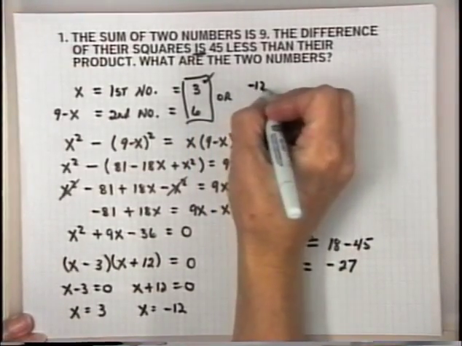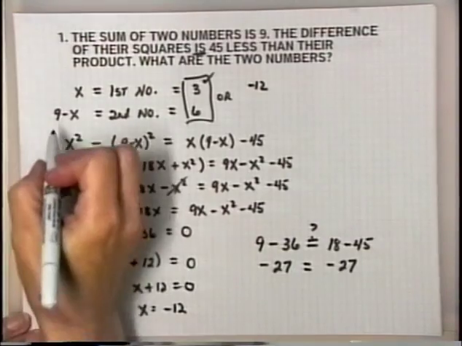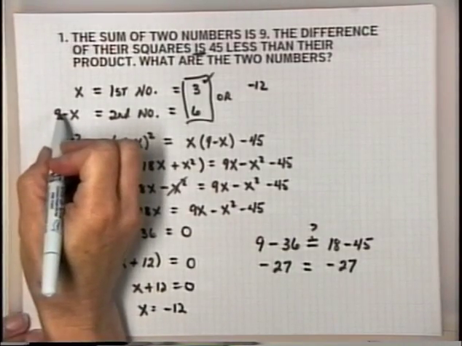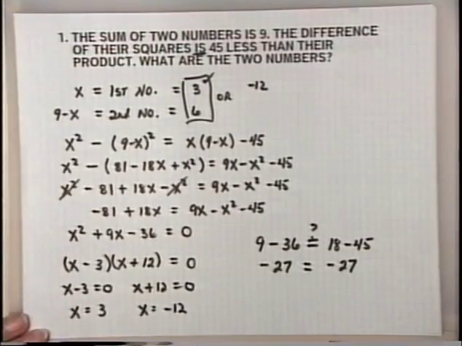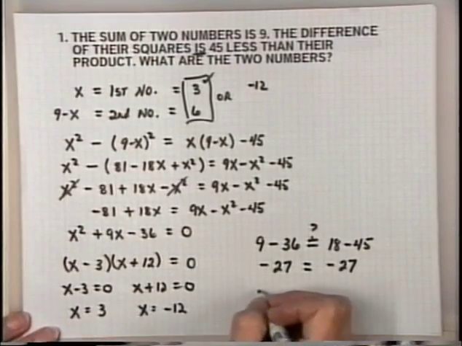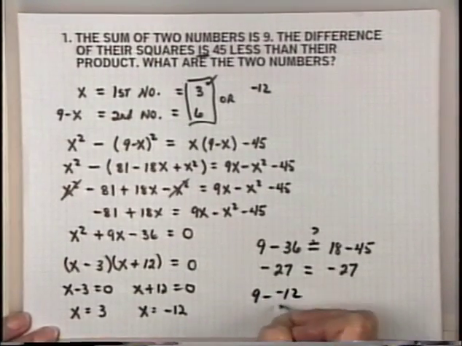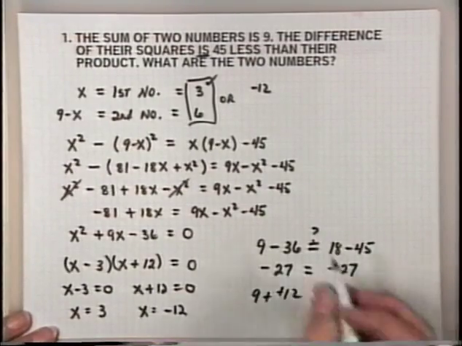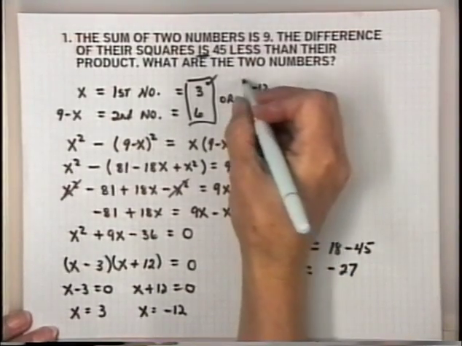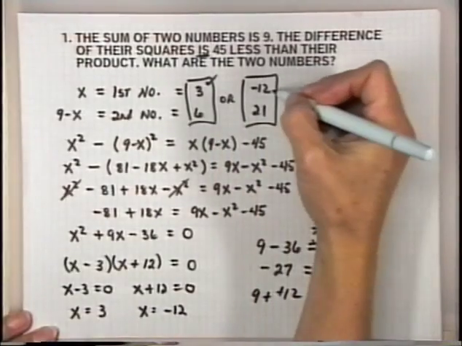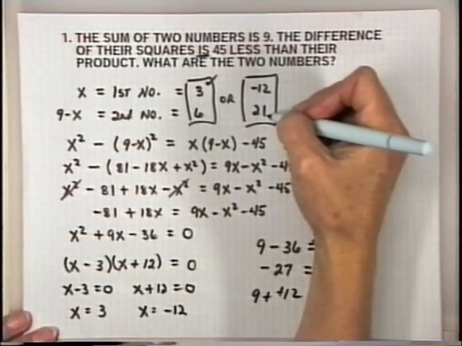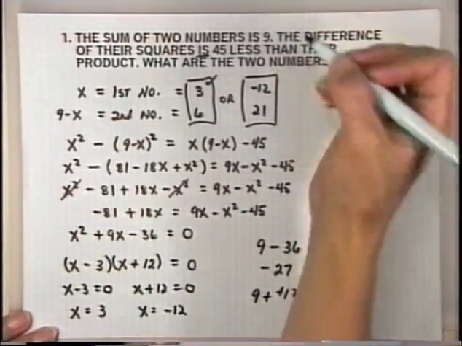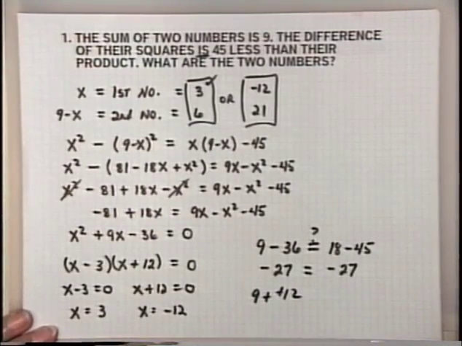If x is negative 12, notice this says 9 subtract negative 12. So that would be plus positive, remember. That would give us 21. Is the sum of negative 12 and positive 21 9? Yes, it is. Let's check this difference of squares thing.